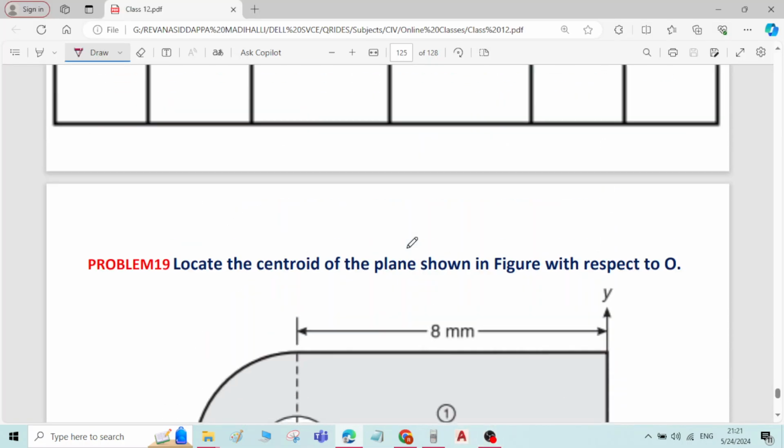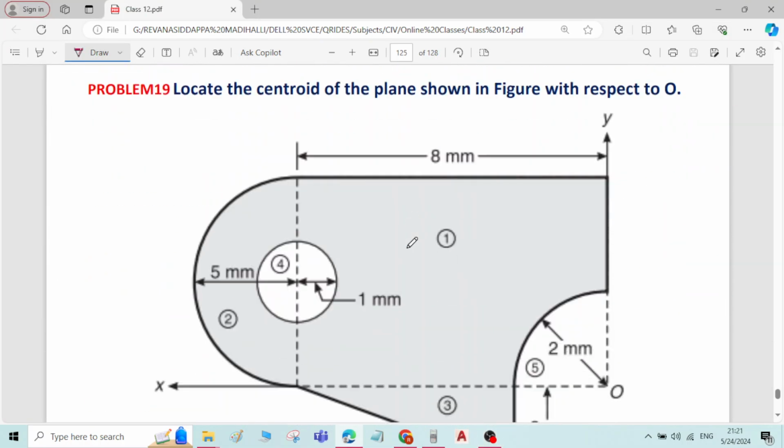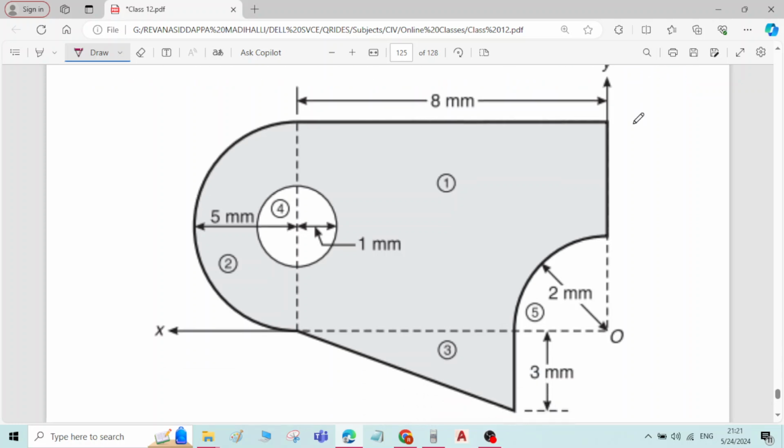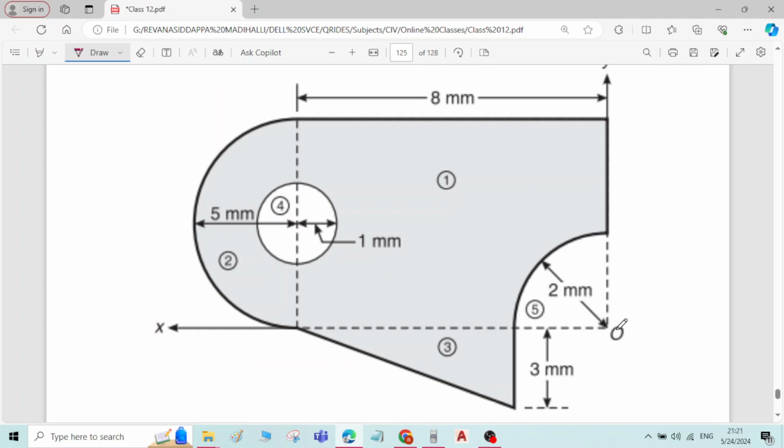Hi, this is problem number 19 on centroid of plane figures. Here the question is to locate the centroid of the plane shown in the figure with respect to the point O. The point O is given here. So with respect to this point O, you have to locate the centroid.